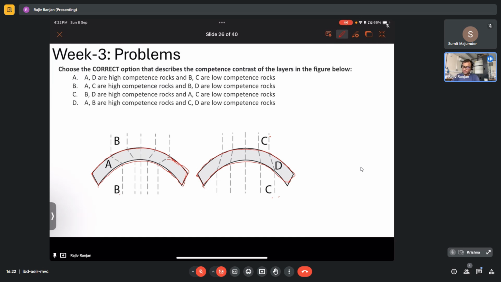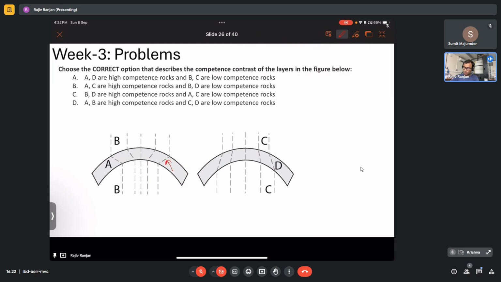So this is the cleavage. This is the axial planar cleavage. Now try to understand. It talks about the competence contrast. So what do you think? Which one has higher competence? I will just give you a hint.